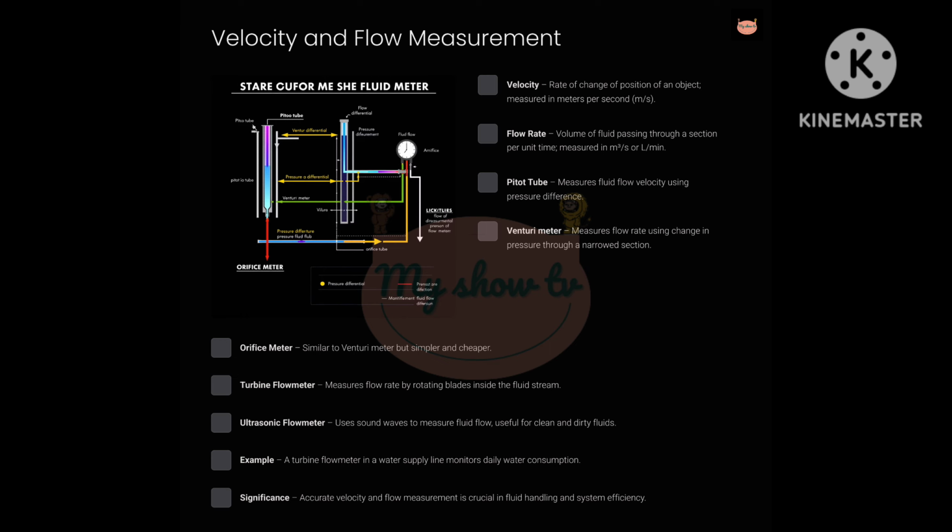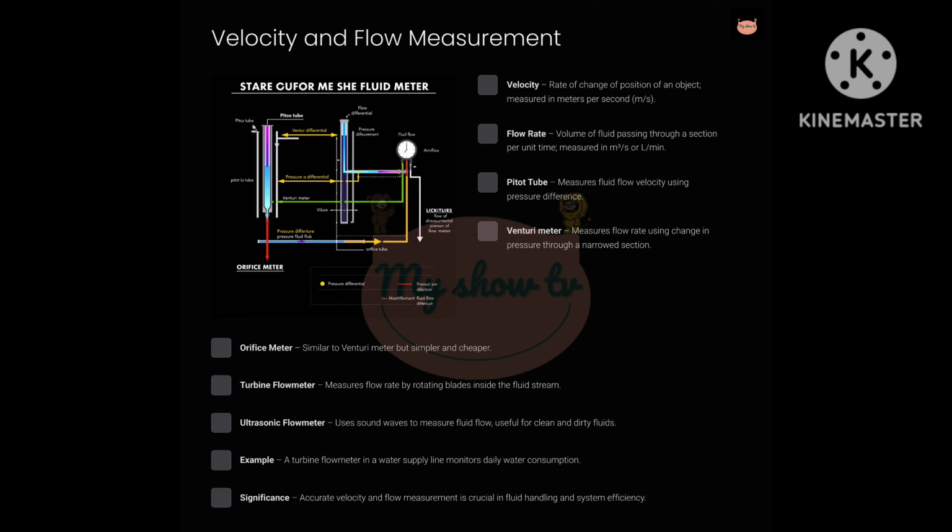3. An orifice meter works similarly but uses a flat plate with a hole in it. It's cheaper than a venturi meter, but causes more pressure loss. 4. A turbine flow meter has a rotor placed in the flow path. As the fluid passes, it rotates the turbine. The speed of rotation is directly related to the flow rate. 5. An ultrasonic flow meter sends sound waves through the fluid. If the fluid is moving, the speed of these waves changes slightly, and that change can be used to calculate flow rate. It's a non-contact type, useful in hygienic or dirty environments.